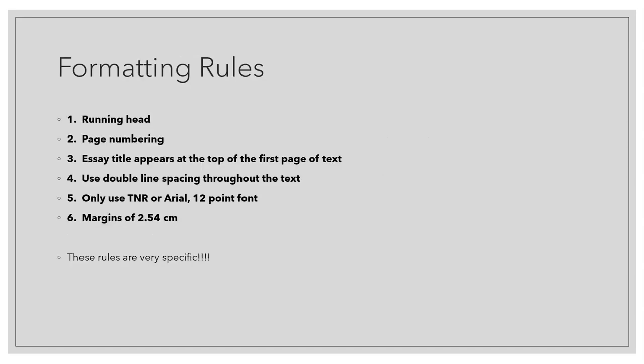Okay, here are the formatting rules, and the rules are very, very specific. When you're doing a paper in APA format, you have to have something up at the top called a running head. A running head is simply the short version of the title of your paper or assignment, and it needs to be fewer than 25 characters long, including spaces. You also have to have page numbers in APA, and those have to appear in the upper right corner. The essay title appears at the top of the first page of text, in addition to the title page.